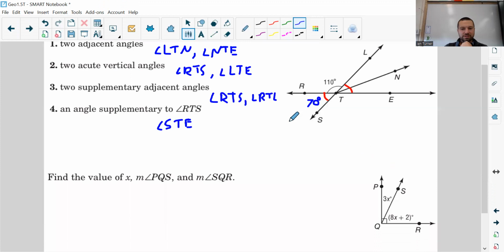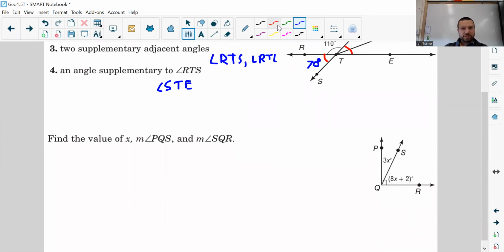Okay, we could have a problem like this too. This is kind of more similar to the last homework you did. We know these two angles are complementary, right? So what are they going to add up to? They're going to add up to 90. So we're going to just do 3x plus 8x plus 2 equals 90. And we just have to solve for x. We get 11x equals 88. So x is 8.